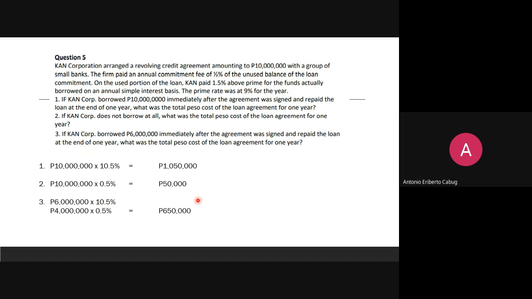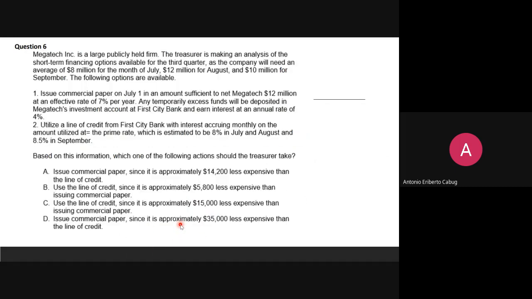Okay, Tracy and Glenn, very good. Nakuha niyo yan. And Eshil. Okay lang tayo dito, ha? Okay, 10.5%, 1,050,000, 50,000 and 650,000 respectively. Number 6. Anong sagot niyo sa number 6? What's your answer for number 6?